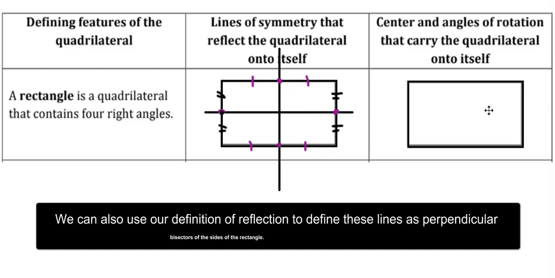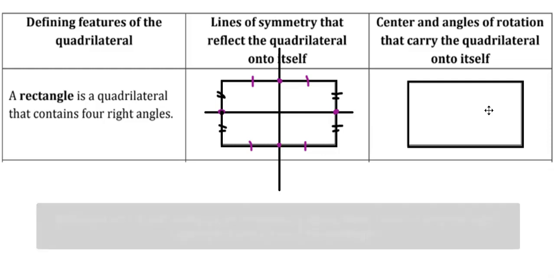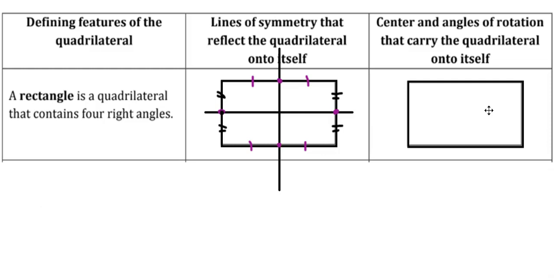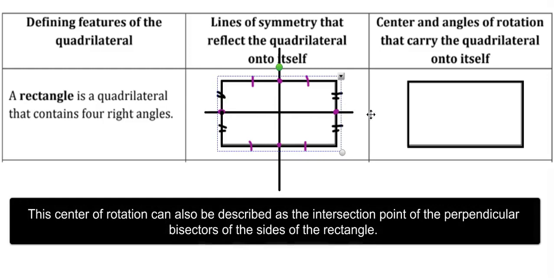For rotational symmetry, we're looking for a center and angle of rotation that carries a quadrilateral onto itself. When I rotate the rectangle 180 degrees, the rectangle is carried onto itself. So the angle of rotation is every 180 degrees. When trying to find the center of rotation, I have a couple of different options. One option is I can look at these lines that pass through the midpoints, and where they intersect is a center of rotation.